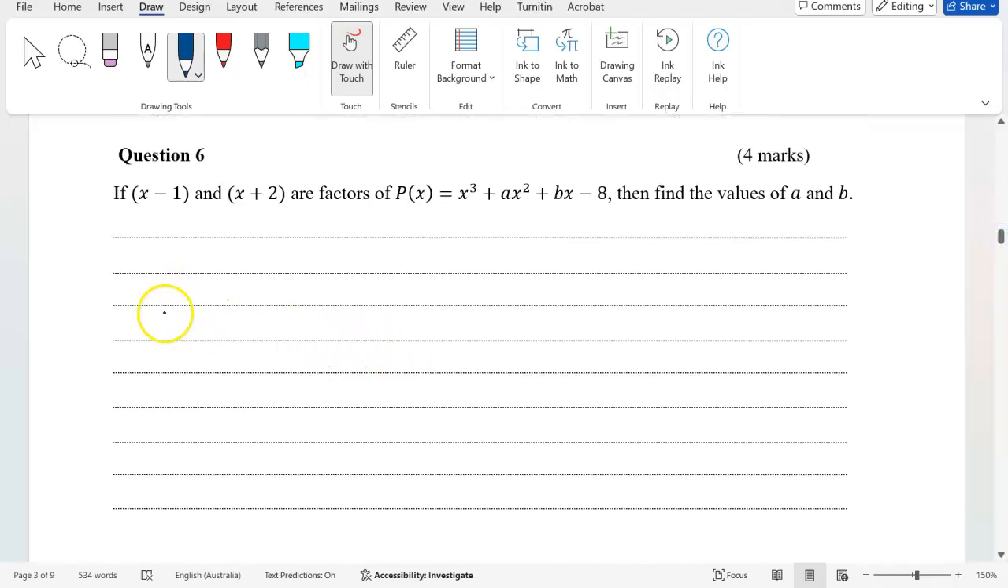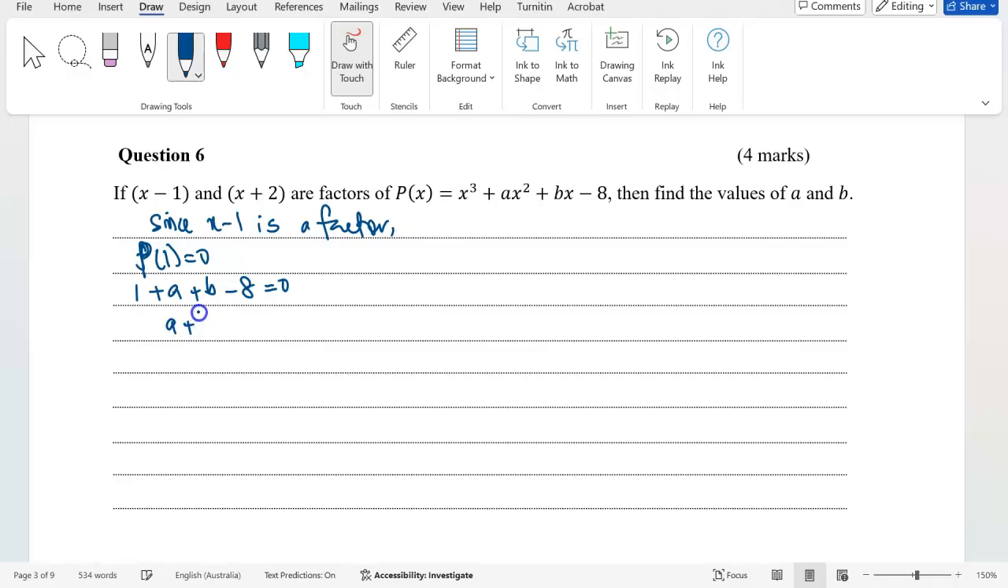Alright, question 6. These are the two factors for this, and find the values of a and b. Since x minus 1 is a factor, you should be able to say that P(1) equals 0. P(1) equals 0, substitute 1. There's going to be 1 plus a plus b minus 8 equals 0.